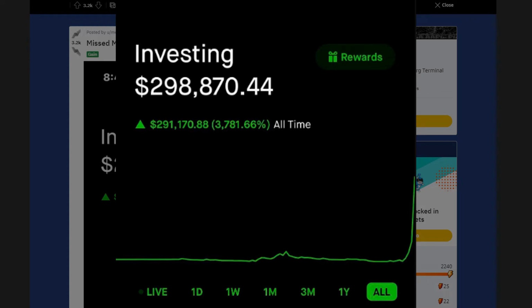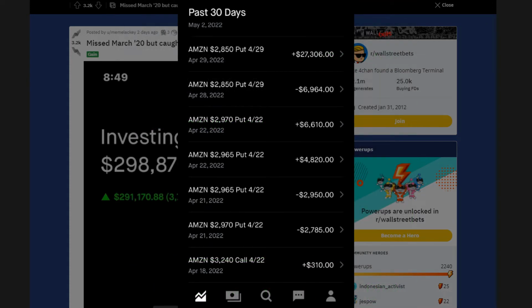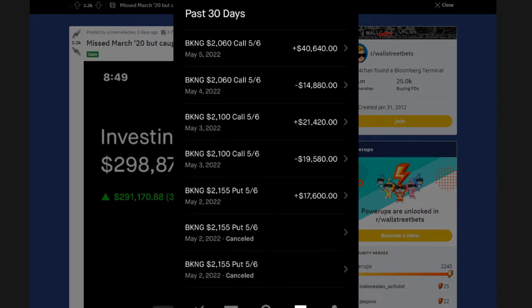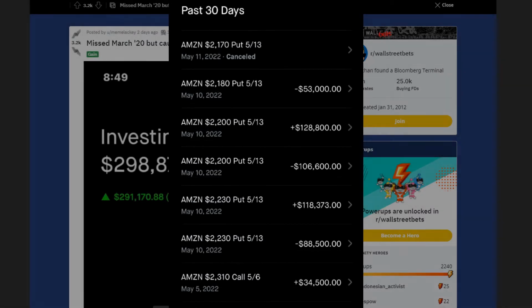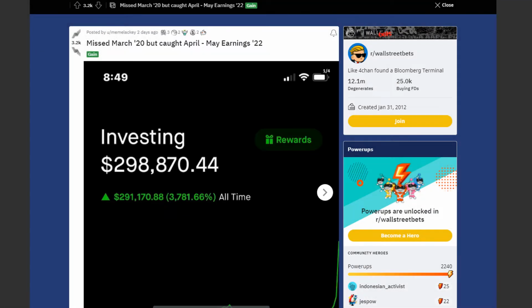It almost looks photoshopped. He started off in April, when he bought a lot of Amazon puts expiring on April the 22nd and 29th. He continued buying puts on Amazon and calls and puts on Booking Holdings. And in a little less than a month, he managed to multiply his account 37 times and get it from around 7k to around 300k. Truly magnificent.